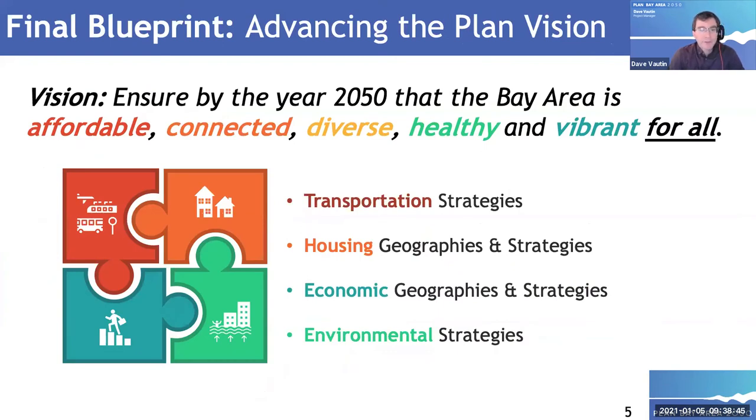This feedback helped us craft the final blueprint, which is comprised of 35 equitable and resilient strategies that align with the adopted Plan Bay Area 2050 vision to ensure that the Bay Area is affordable, connected, diverse, healthy, and vibrant for all by 2050. Ultimately, just like the puzzle pieces shown on screen, the final blueprint is a package where the strategies work together and achieve synergies.